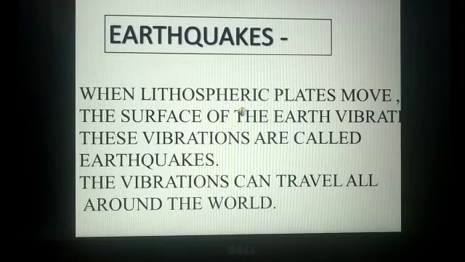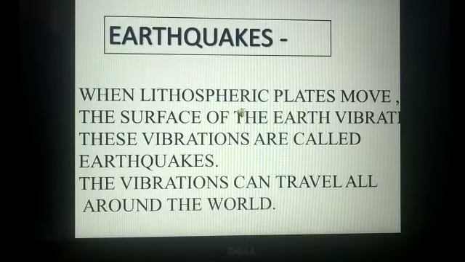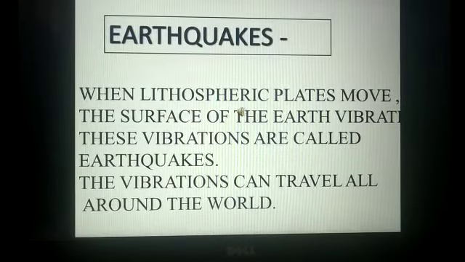Now we are going to study about earthquakes. When lithospheric plates move, the surface of the earth vibrates. These vibrations are called earthquakes. The vibrations can travel all around the world. We call these vibrations earthquakes.